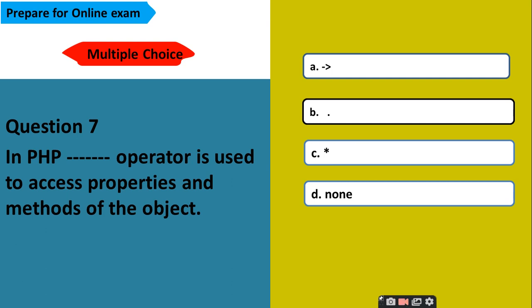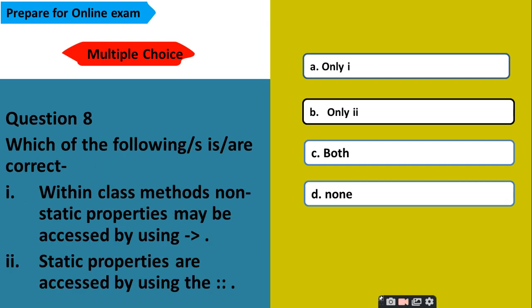Question number 7. In PHP, dash operator is used to access properties and methods of the object. And options are A, B, C and D. And the correct answer is A. By using this operator, we are accessing the properties and methods of the object.